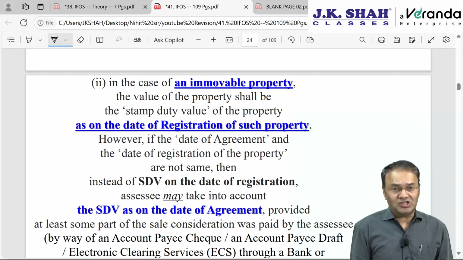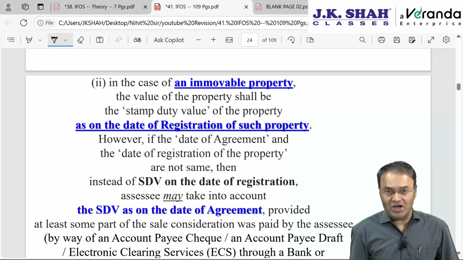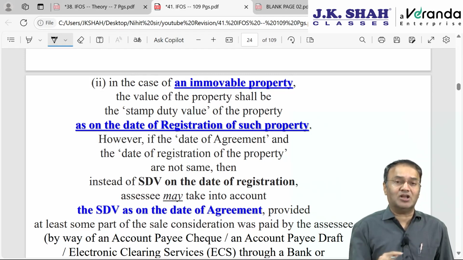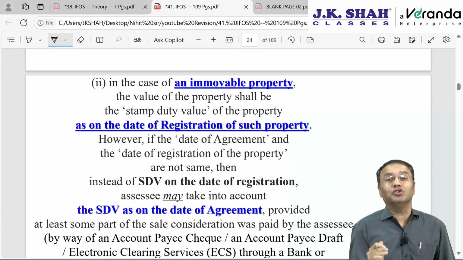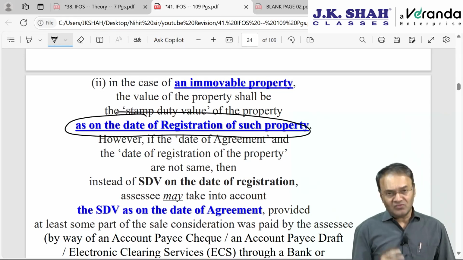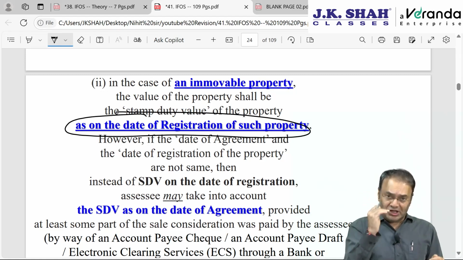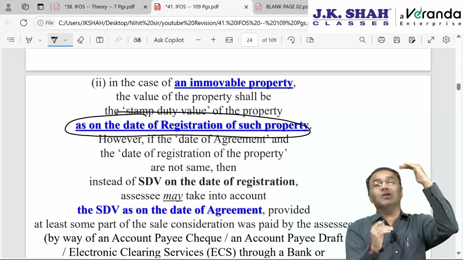Out of these, which date to be taken into account? So different dates, very difficult to identify. So government has, as a one-time solution, kept the date of registration. Stamp duty value shall be as on the date of registration of such property with the registrar of property. However, normally registration date is later and the date of agreement is earlier.